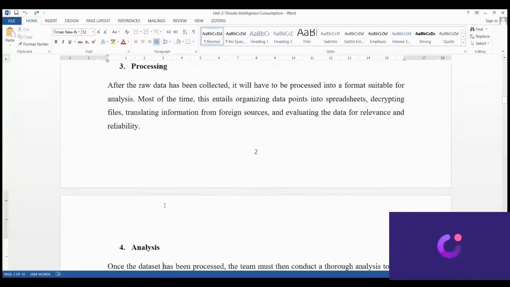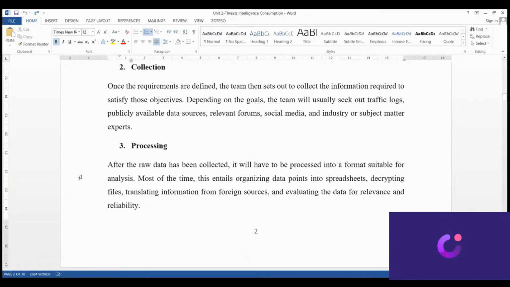The second part is the collection. Now we're saying once the requirements are defined, the team then sets out to collect the information required to satisfy those objectives. So depending on the goals, the team will usually seek out traffic logs, publicly available data, threat feeds, social media, and industry or subject matter sources. Okay, that's the process.